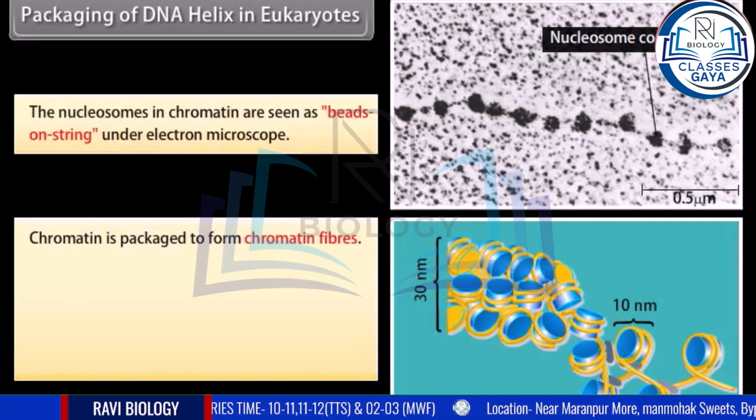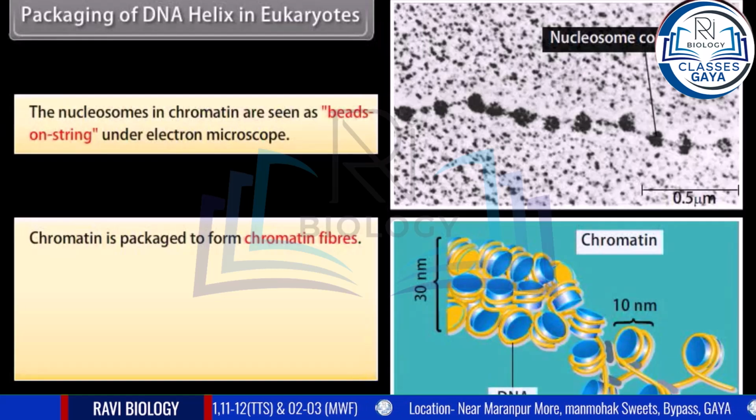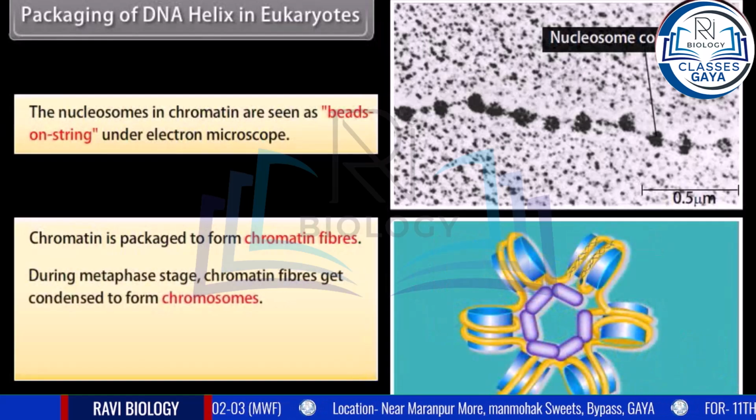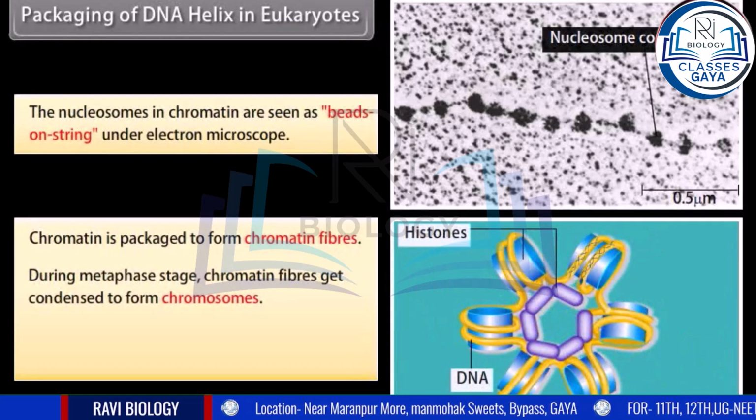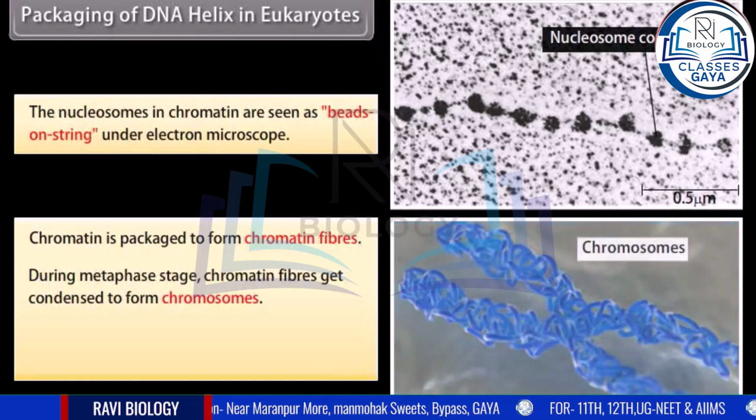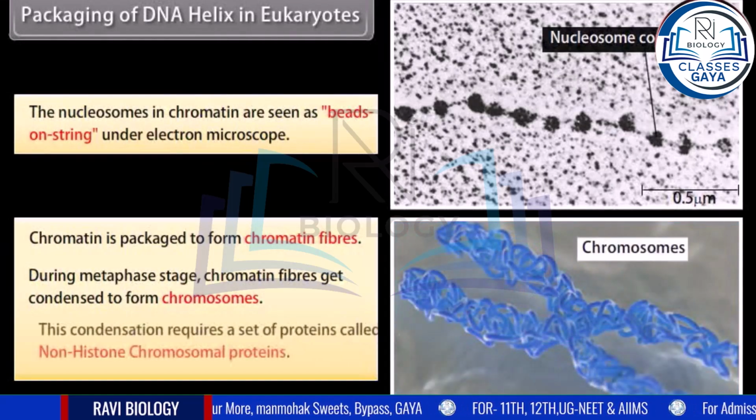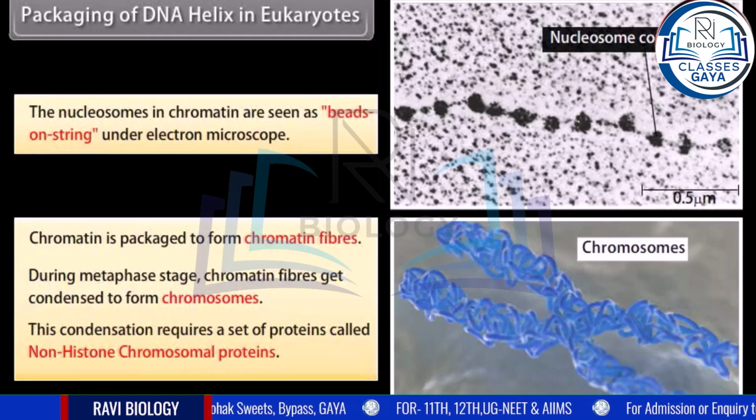Chromatin is packaged to form chromatin fibers. During metaphase stage, chromatin fibers get condensed to form chromosomes. This condensation requires a set of proteins called non-histone chromosomal proteins.